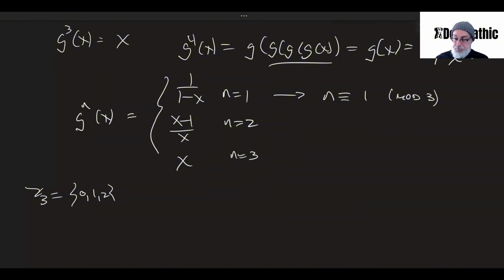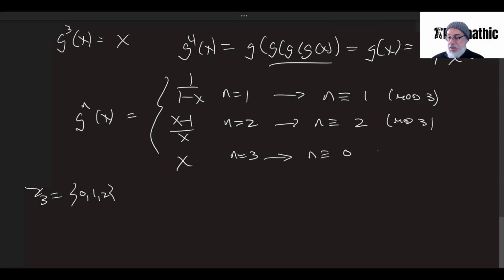So n equals 1 is just congruent to 1 mod 3. n equals 2 is going to be 2 mod 3. And n equals 3 will just be 0 mod 3, meaning it's always divisible by 3 without a remainder.